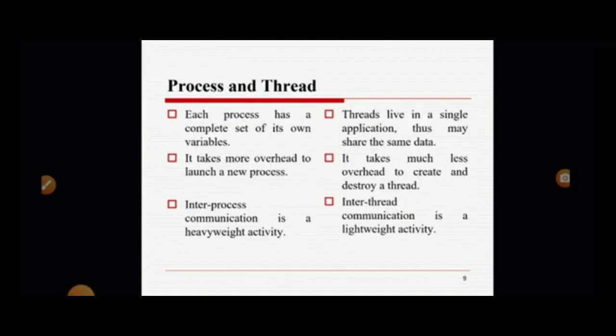So what is the difference between a process and a thread? A program in execution is called a process. Each process has a complete set of its own variables. But threads live in a single application, and thus may share the same data. In a process, it takes more overhead to launch a new process, but a thread takes much less overhead to create and destroy. And for a process, inter-process communication is a heavyweight activity, but in a thread, inter-thread communication is a lightweight activity.